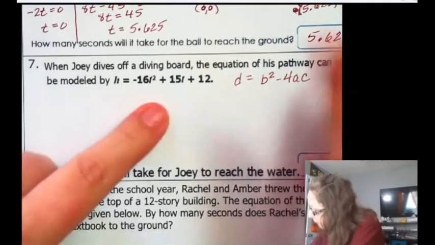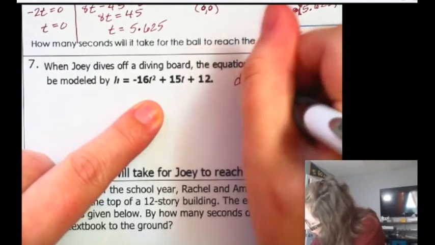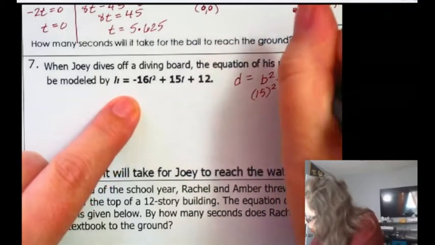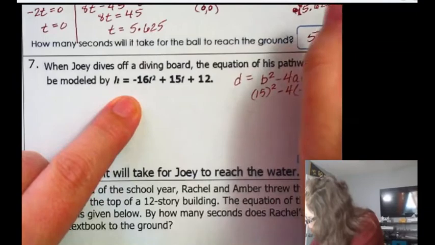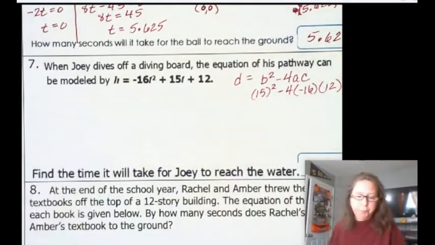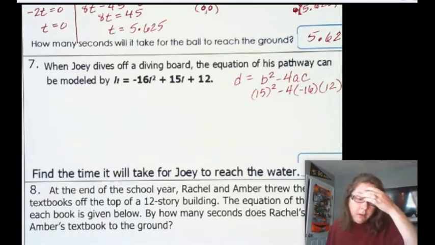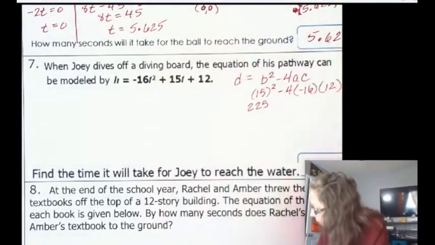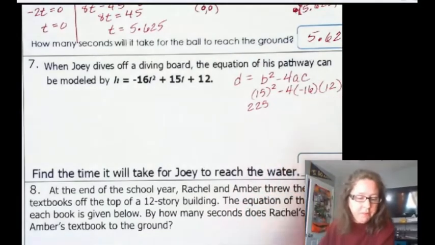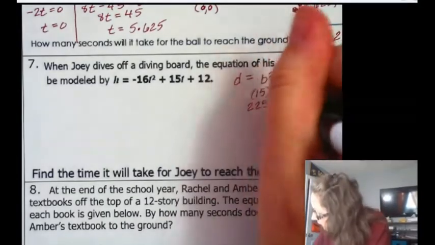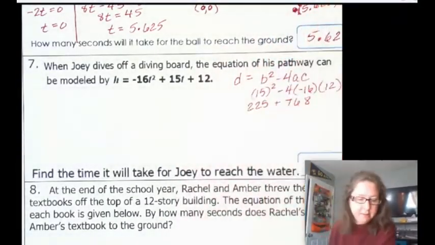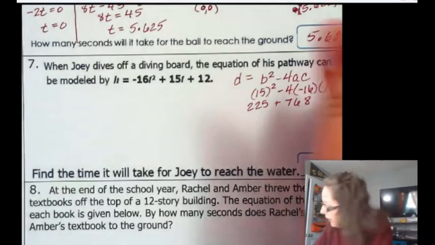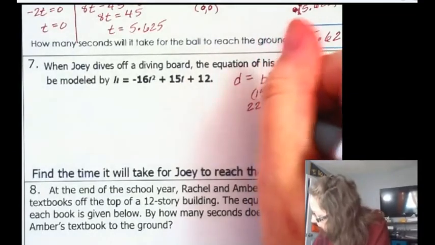So I'm going to get 15 squared minus 4 times negative 16 times 12. 15 squared is 225. If I multiply all of this out, I get a positive 768. And so if I add these two together, I get 993.